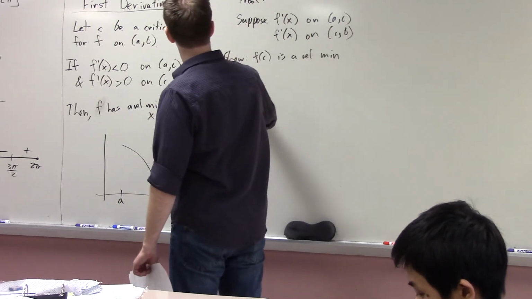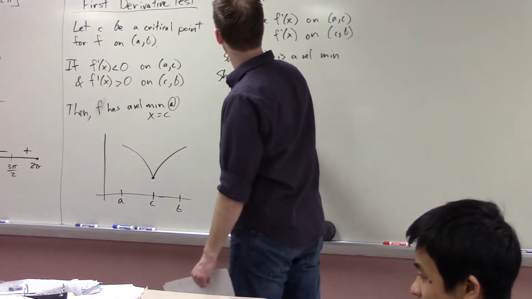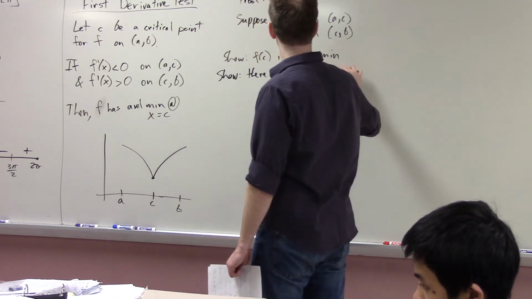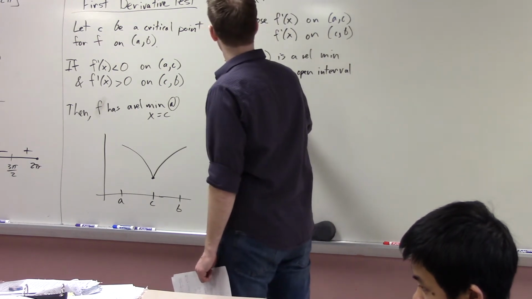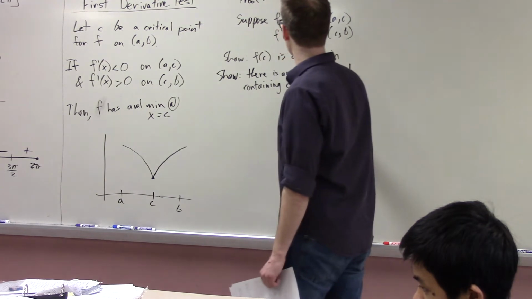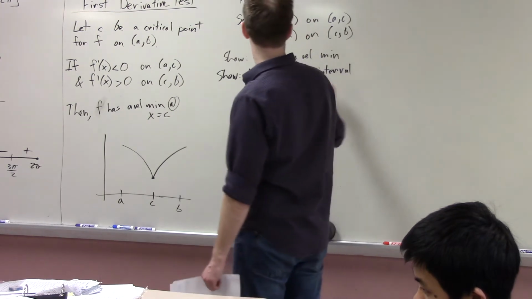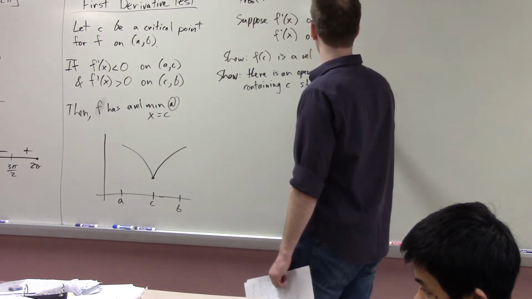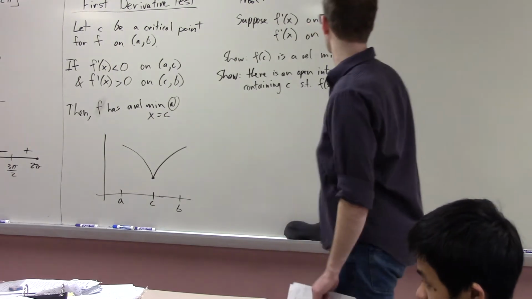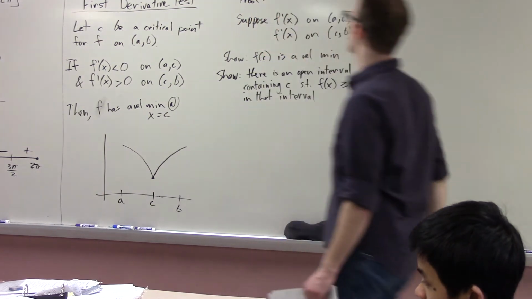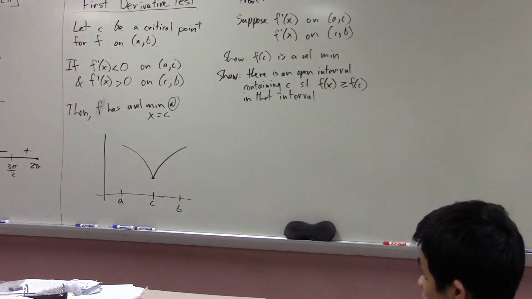Yeah, so if we want to show that this is a relative min, we need to show there is an open interval containing c such that f of x is greater than or equal to f of c in that interval. Everybody with me? Right. How am I going to do this? How can I prove that all the points nearby c are bigger than it?